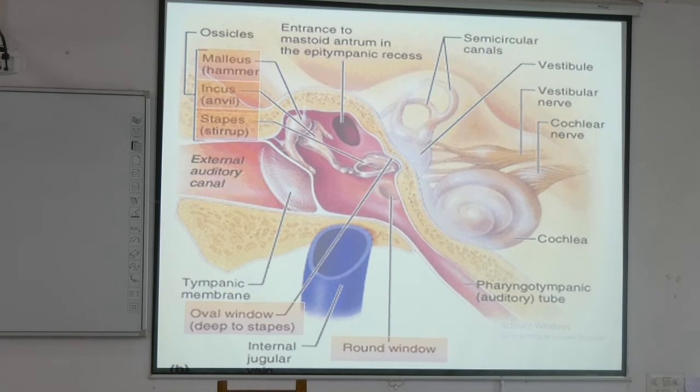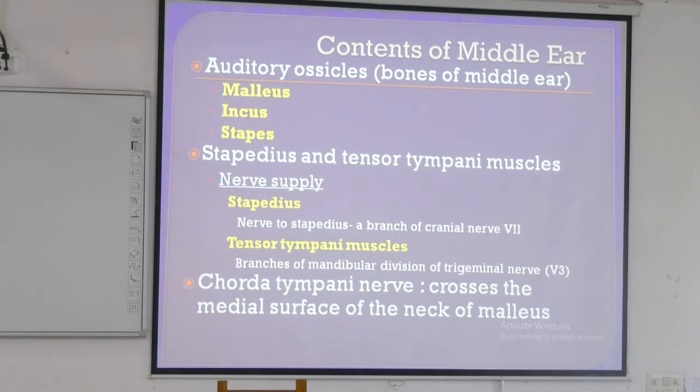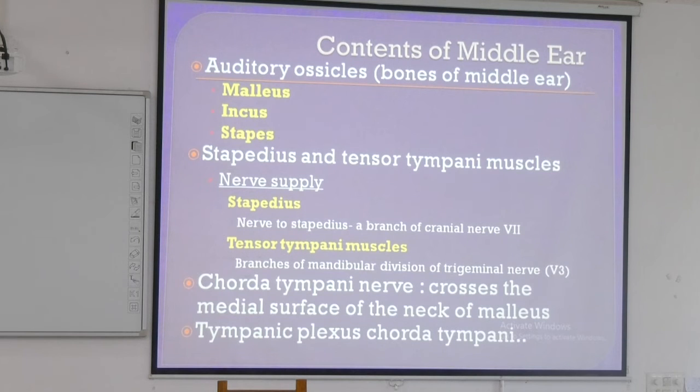So whatever sound hits the eardrum is picked up by the ear ossicles, transmitted through, and put to the inner chambers of the ear, the cochlea or organ of Corti eventually. So this is the way the ear ossicles function, malleus, incus and stapes, along with the muscles which are present and supply them.